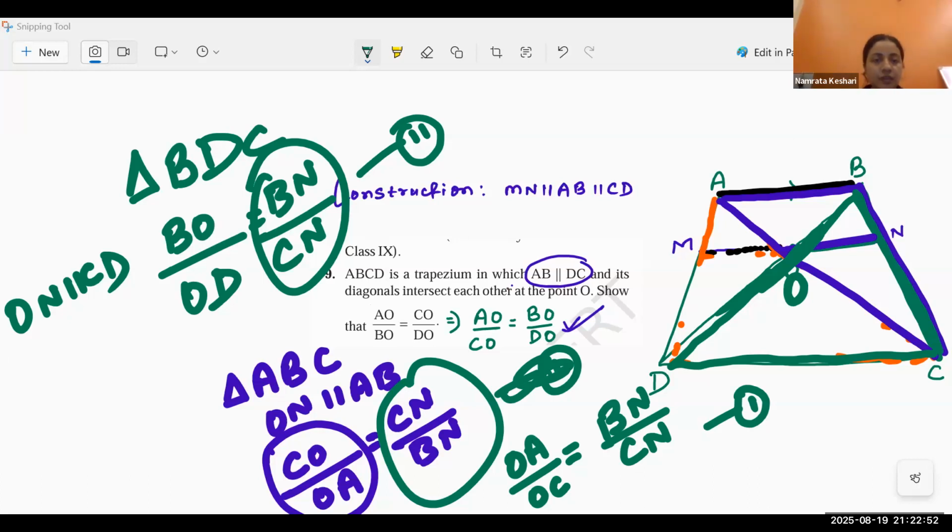Now yes, we can compare equation 1 and 2. Comparing 1 and 2, B and C there, B and C here. So we are getting BO by DO is equals to OA by OC, which is not exactly the proof. But yeah, from there we can do the arrangement and we can write the proof.